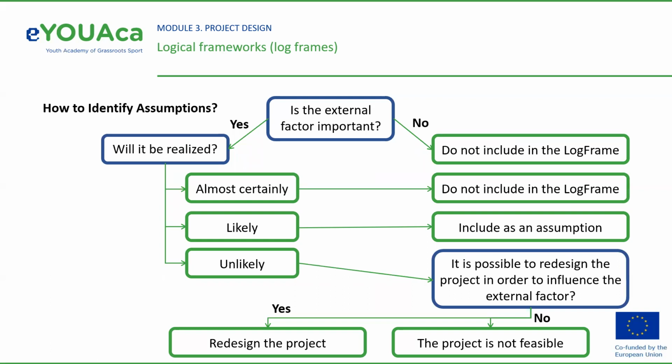If the answer is unlikely, then you should verify if it is possible to redesign the project in order to influence the external factor. If it is possible, then you have to redesign the project. If it is not possible, then the project is not feasible.